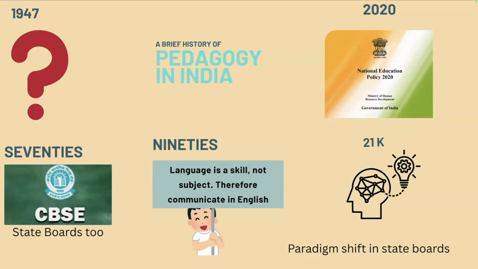And then in the 90s, everybody realized that language is a skill, it is not a subject. Therefore, communicative English became very popular. Then there came a paradigm shift everywhere. The state boards also shifted to new ways of learning in the 21st century. So people started realizing how students learn is very important. So pedagogy is what I'm coming to. Pedagogy became very, very important all over India. We see the result now. And then the National Education Policy came, where pedagogy is taking primary importance. So that is what happened in India.